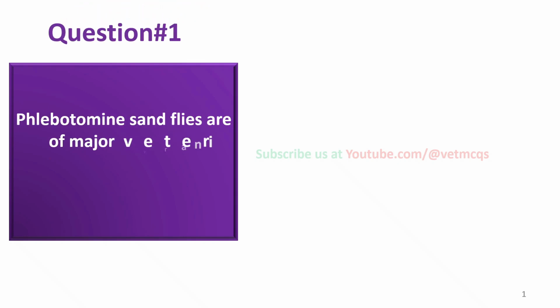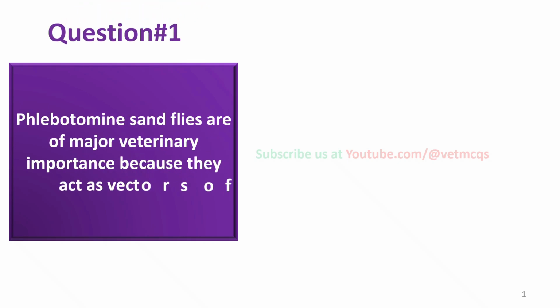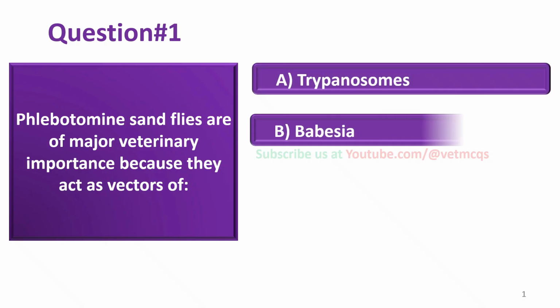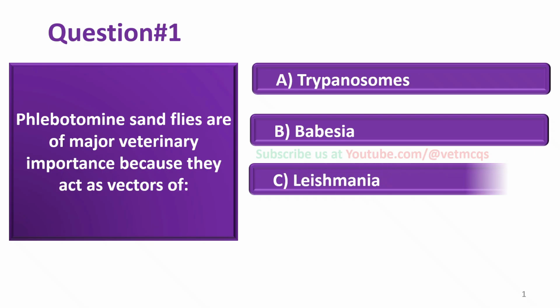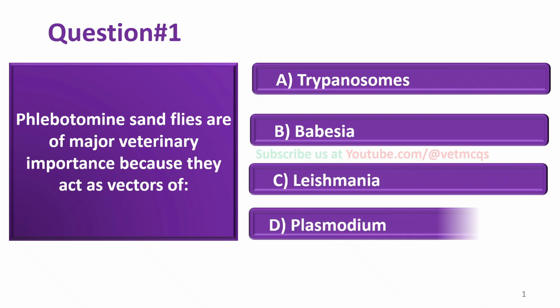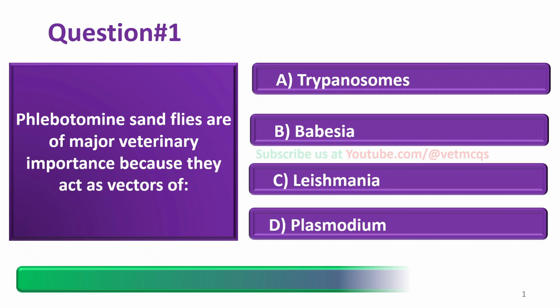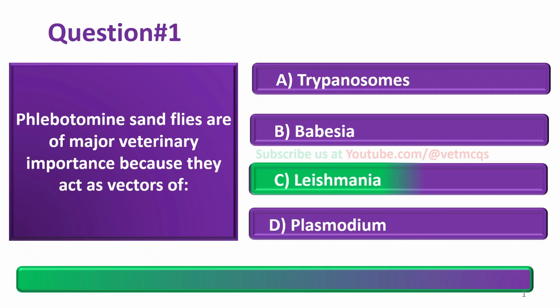Phlebotomine sandflies are of major veterinary importance because they act as vectors of trypanosomes, Babesia, Leishmania, Plasmodium. And the correct answer is option C, that is Leishmania.